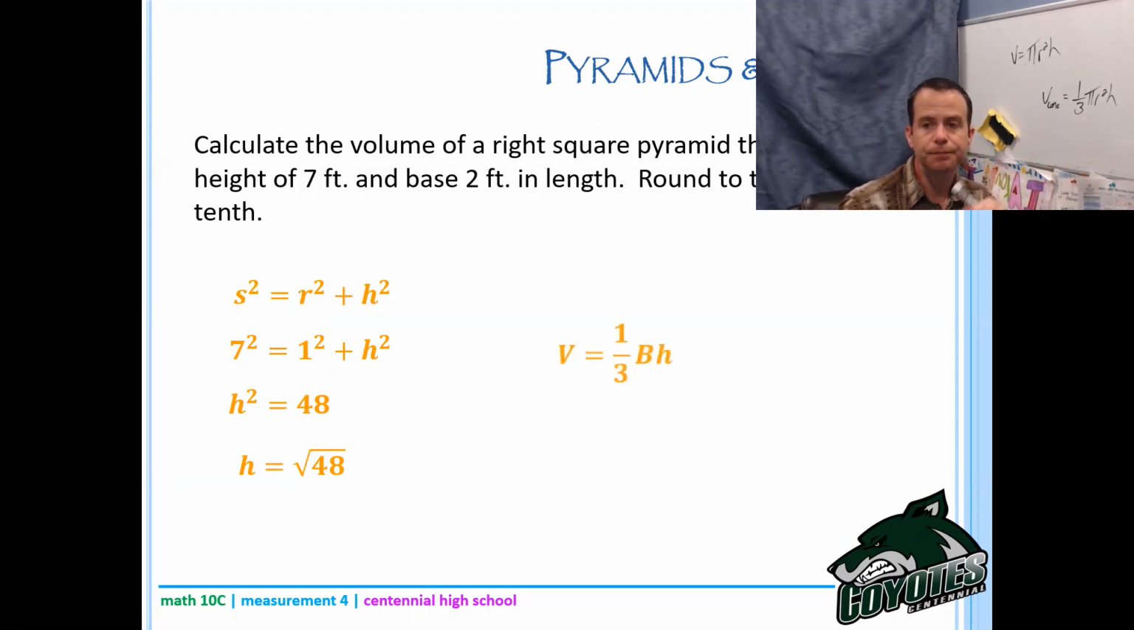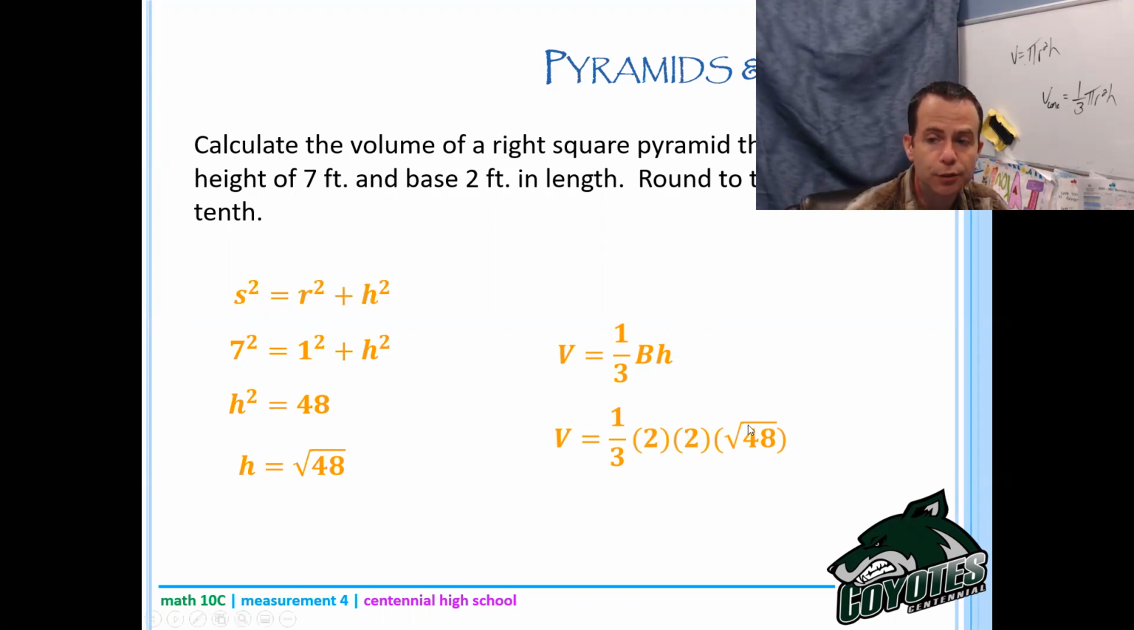times height. I know my base area will be 2 by 2, and my height will be the root 48. So I go 1/3 times 2 times 2 times root 48. You can look at that 1/3 as a fraction, or you could look at it as division by 3 if that is easier to type in your calculator. You can go 2 times root 48 divided by 3.